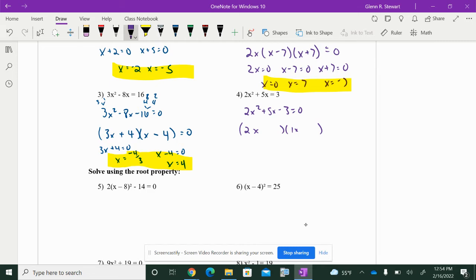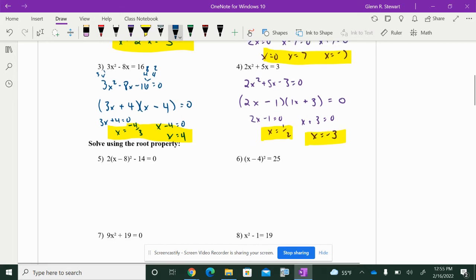So 3 and 2 give me a positive 6, and then negative 1 will give me 5. So then 2x minus 1 equals 0, so x is equal to 1/2. And then x plus 3 equals 0, so x is equal to negative 3. Again, if you have to pause this video or back up, you can at any time.